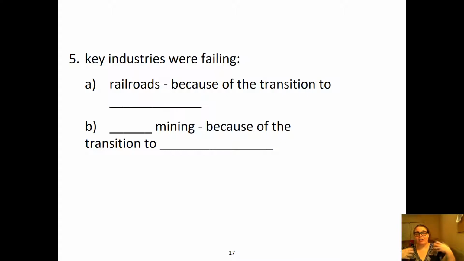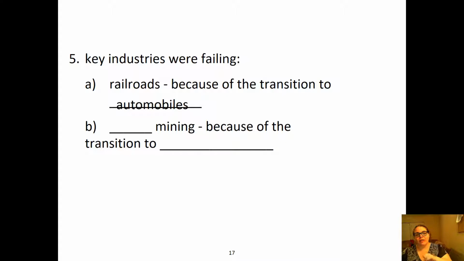So the government had given lots of help to railroads to help build this up. The government was kind of banking on these industries. And when they start to fail, not only is the government not getting as much in tax revenue as they were getting from them before, but a lot of the people who are in jobs related to those industries start to lose their jobs too. So railroads are failing because of the transition to automobiles.